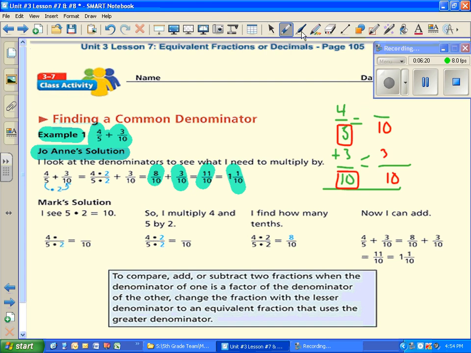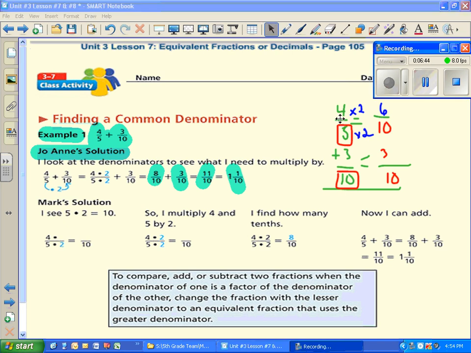Now here's where it gets a little tricky. You multiply 5 times 2 to get 10, and what you do to the denominator, you must do to the numerator. 4 times 2 is 6. Did I do that right? I did not do that right. What part did I do wrong? Oh, I'm sorry, that's what I did wrong. 4 times 2 is not 6. 4 times 2 is 8. I was just testing you.